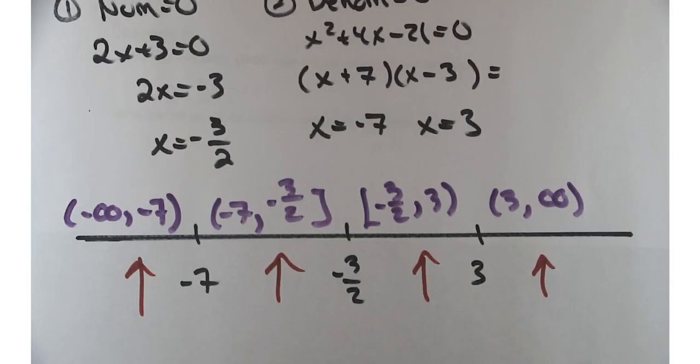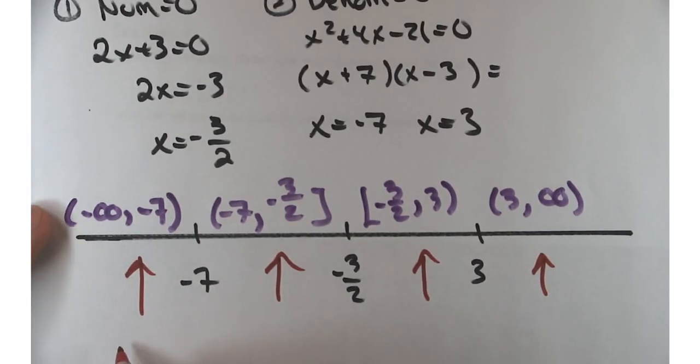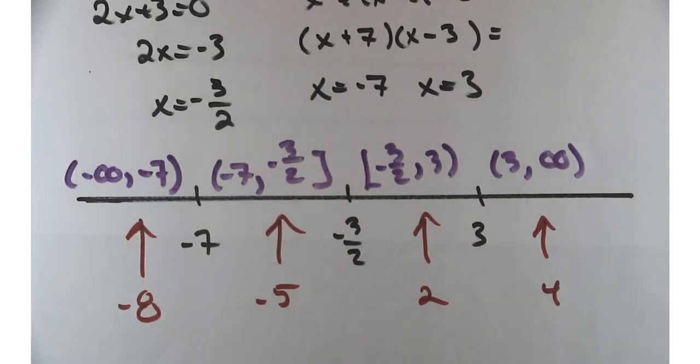Jaya, what will be some test points for us, please? Negative 8, negative 5, 2, and 4. Perfect. So let's put those in.